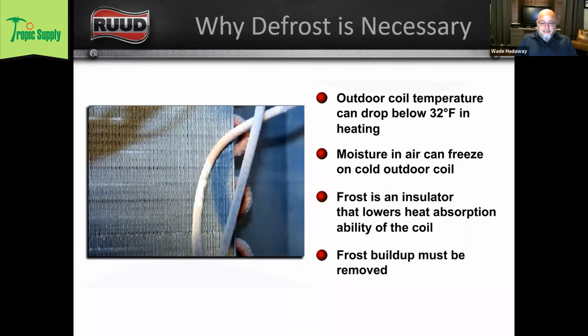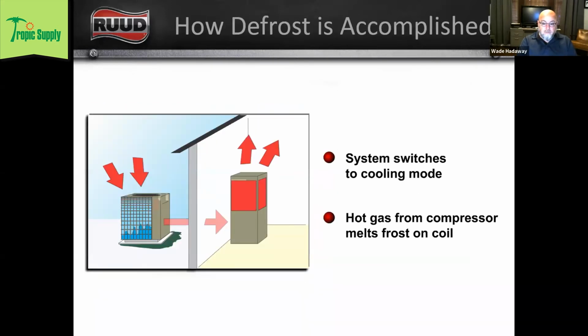We're also condensing, right? So any moisture that's in that air is going to drop out. It's going to condense on the coil. That moisture is going to freeze. It's going to make it harder for us to pull air through the coil. And that frost, the ice, also acts as an insulator. So we have to remove that ice that builds up on our outdoor coil. And the way that we do that is we switch the system back into cooling.